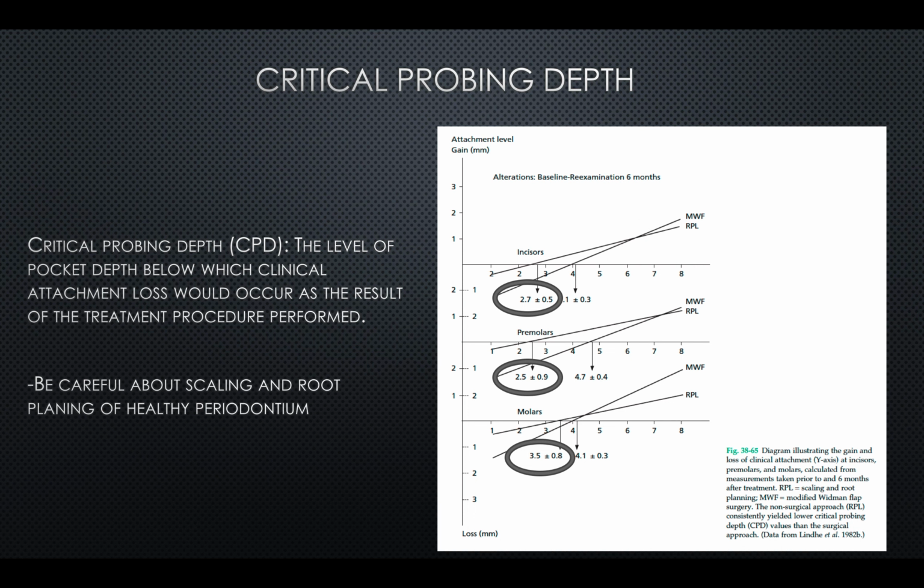And be careful about scaling and root planing of a healthy periodontium. A patient with a healthy periodontium or gingivitis can have subgingival calculus. Please don't forget that. I'm not saying that you should not be scaling subgingivally if you have calculus. You should remove calculus no matter what. But you are not trying to instrument the root surface and scrape everything off of it. So, just to round up these numbers, a periodontal flap for probing depth of less than 4 mm may cause a loss of attachment.